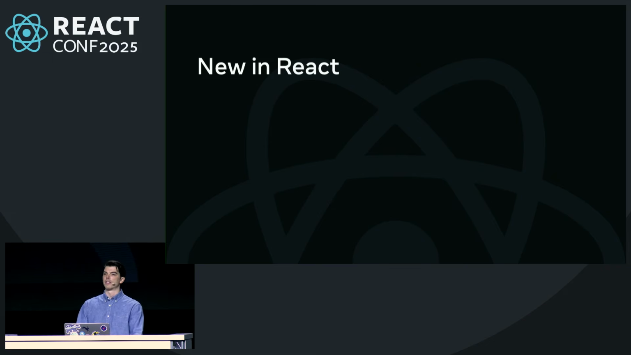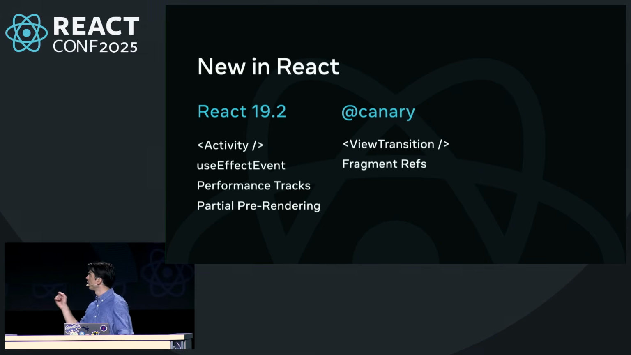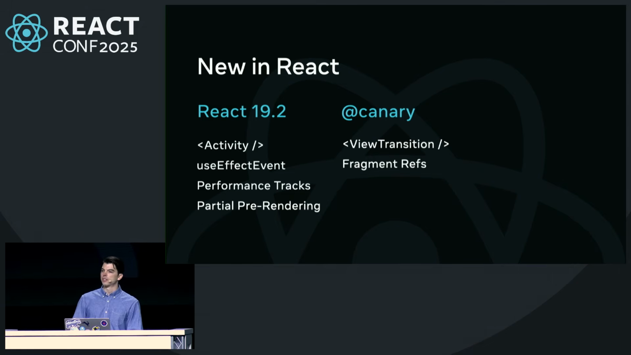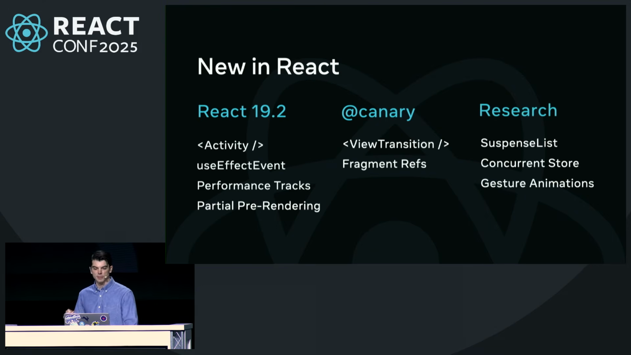So as you can see, we have a lot of exciting new features in React. As Mofei shared, React 19.2 released last week with Activity, useEffectEvent, performance tracks, and partial pre-rendering. And as of yesterday, in Canary, we now have view transition and fragment refs. And additionally, we're still in early research and development of a number of other features. These are things like SuspenseList, concurrent stores, gesture animations, and much more. And we'll be thrilled to share updates on those as soon as we have more to share.